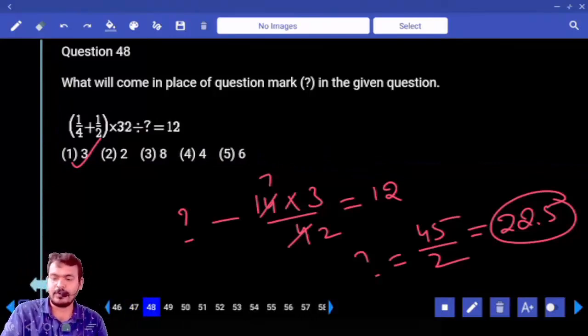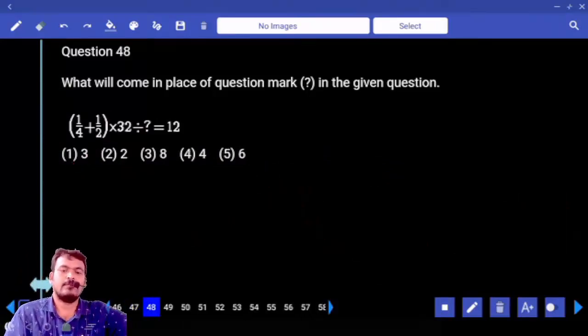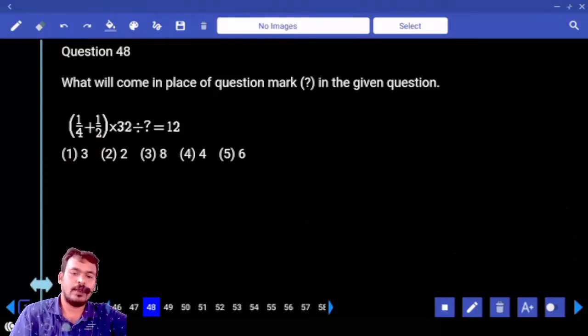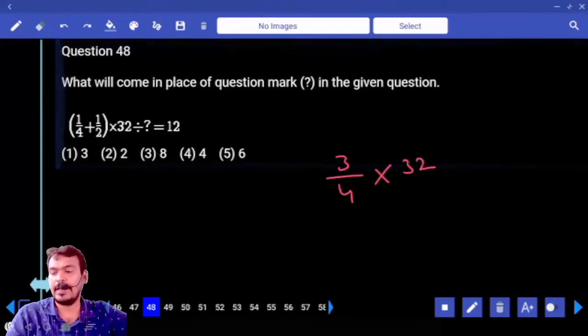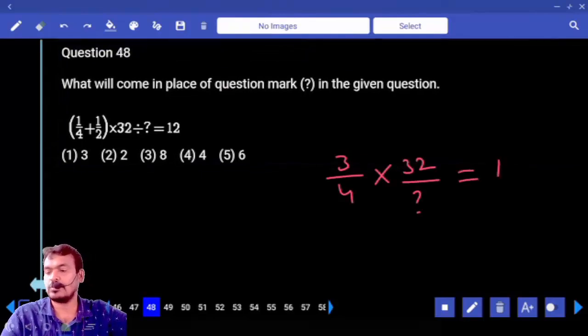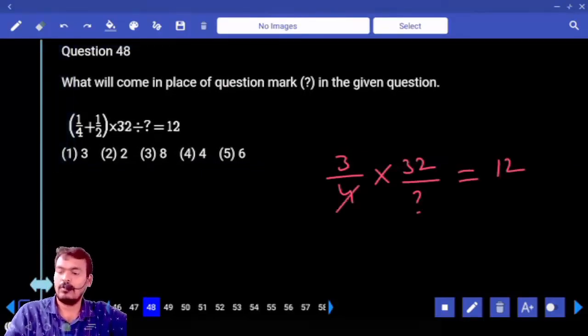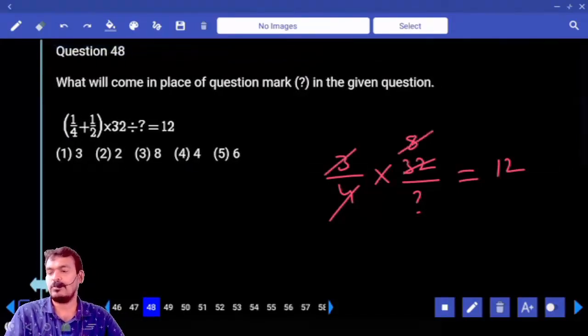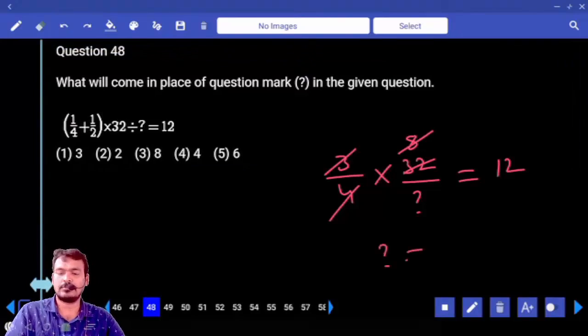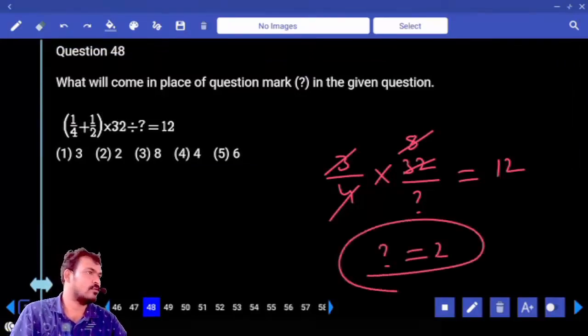Next, question number 48. First priority, bracket value. 1 by 4 plus 1 by 2, how much? 3 by 4. 3 by 4 into 32 divided by something is equal to how much value? 12. 4 almost how many times? 8 times. 3 8 is how much? 24. 12 24 how many times? 2 times. The question mark will be 2.